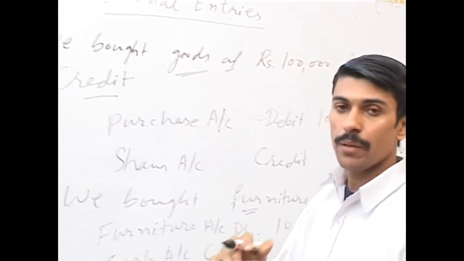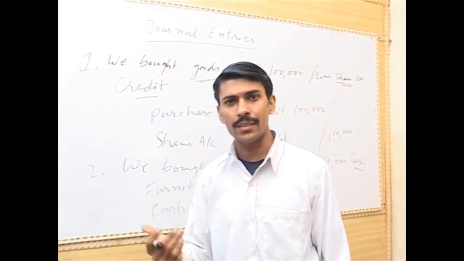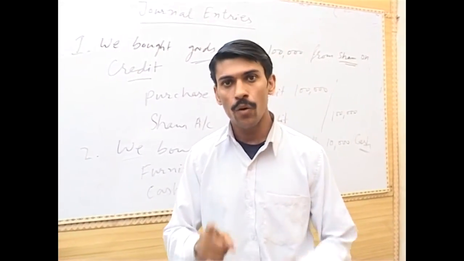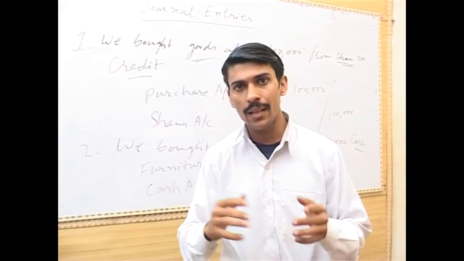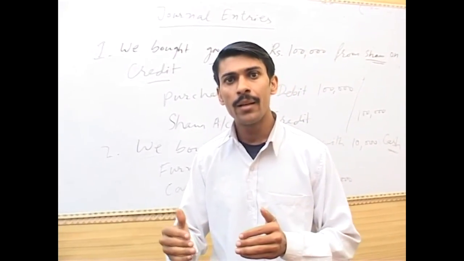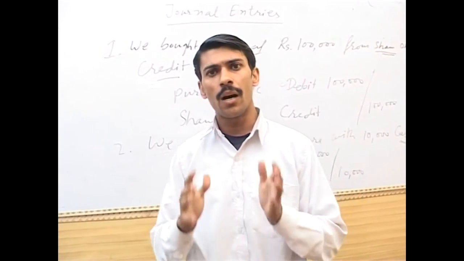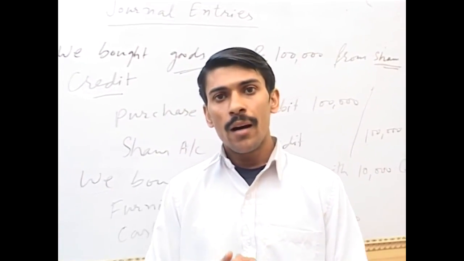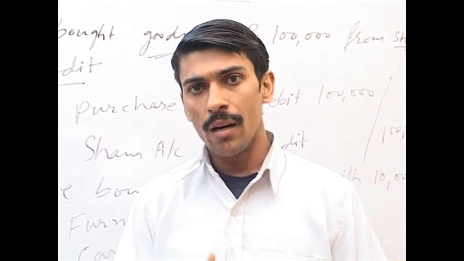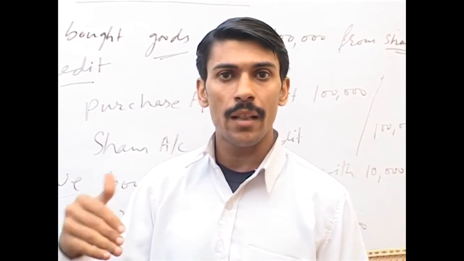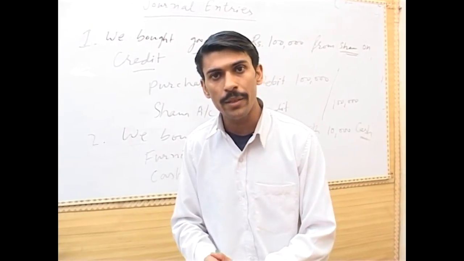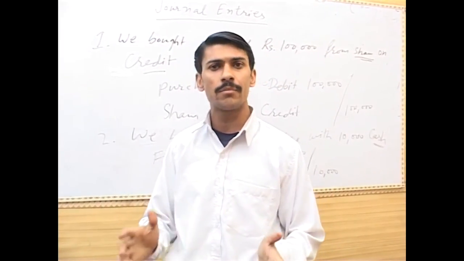Like this you can pass any journal entry. You must know that increase in the asset will be debit, decrease in the liability will be debit, expenses and losses always will be debit, and all the increase in the liabilities will be credit, decrease in the asset will be credit, and all the incomes and gain will be credit.